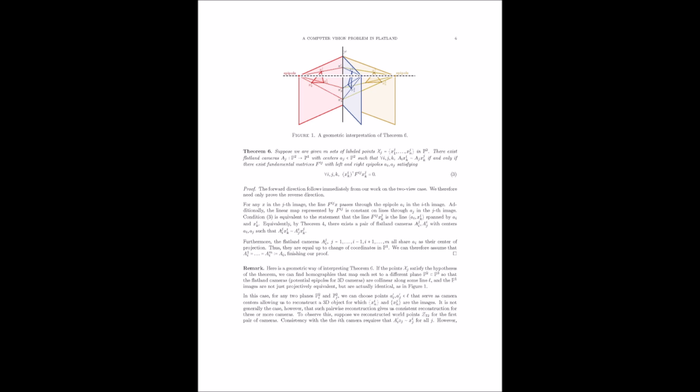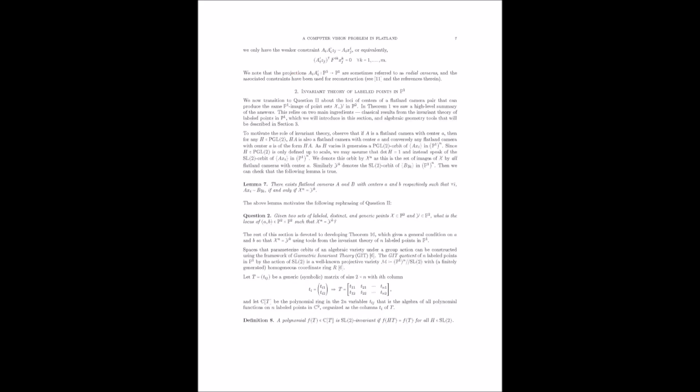Exactly. Wait, hold on. There's got to be a catch, right? Theorem 6 hints that even if those camera placements actually exist, actually reconstructing the 3D object in a way that perfectly matches all the viewpoints isn't always possible.